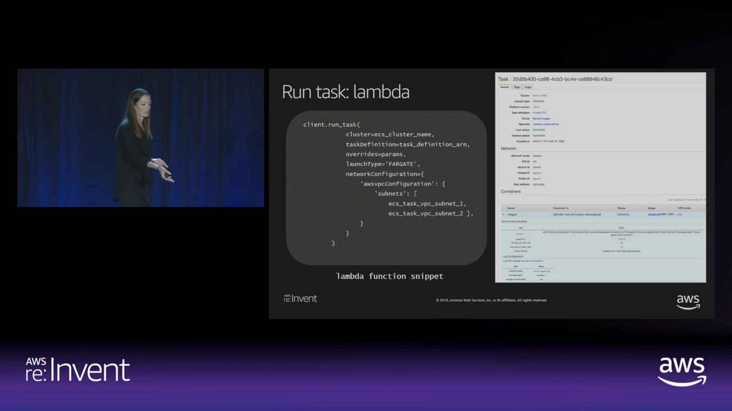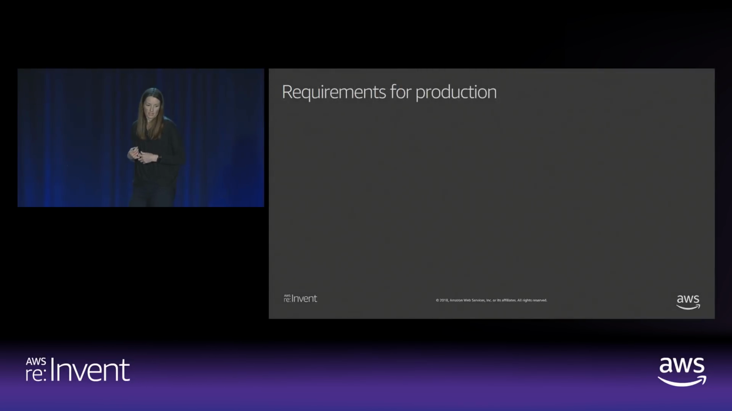And then you can go a little bit deeper down into that actual container, and you can see your overrides. You have a link to the CloudWatch logs. You can actually view the logs directly in the console. So that's really nice to get some confirmation everything's running the way that you meant for it to be running.